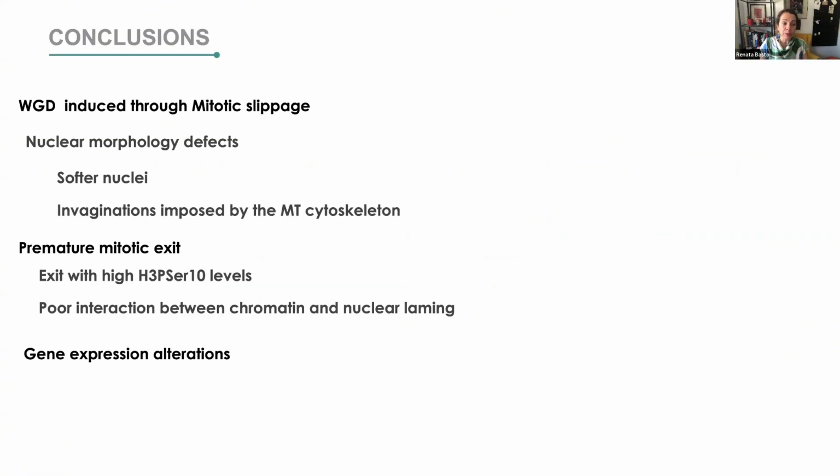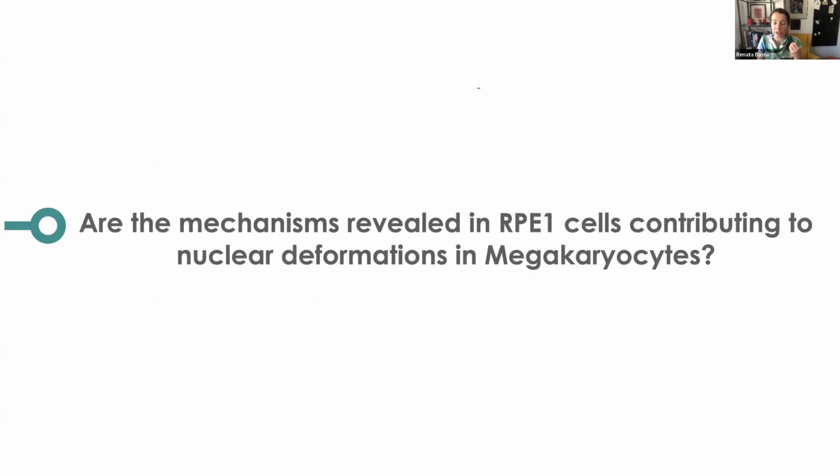So with this we conclude that exiting mitosis prematurely would lead to softer nuclei and invaginations imposed by the microtubule cytoskeleton, which allow mitotic exit to occur with high levels of serine 10 phosphorylation, inhibiting chromatin and nuclear lamin interaction.